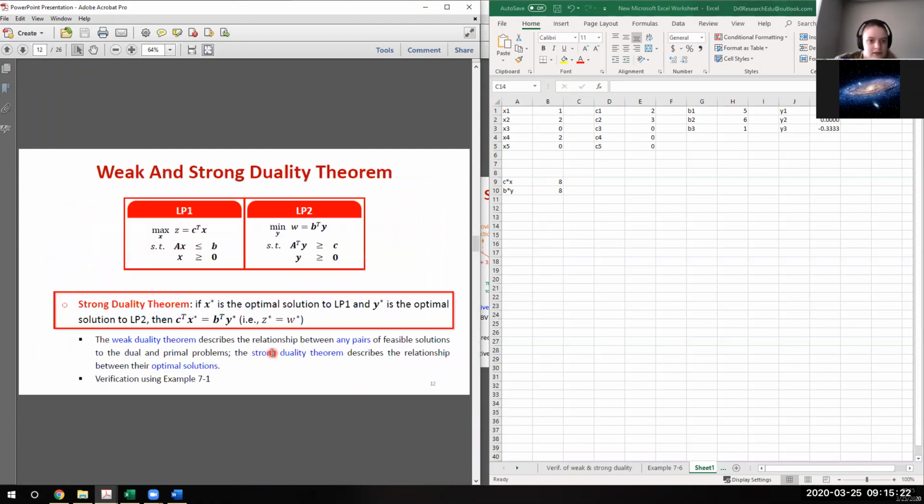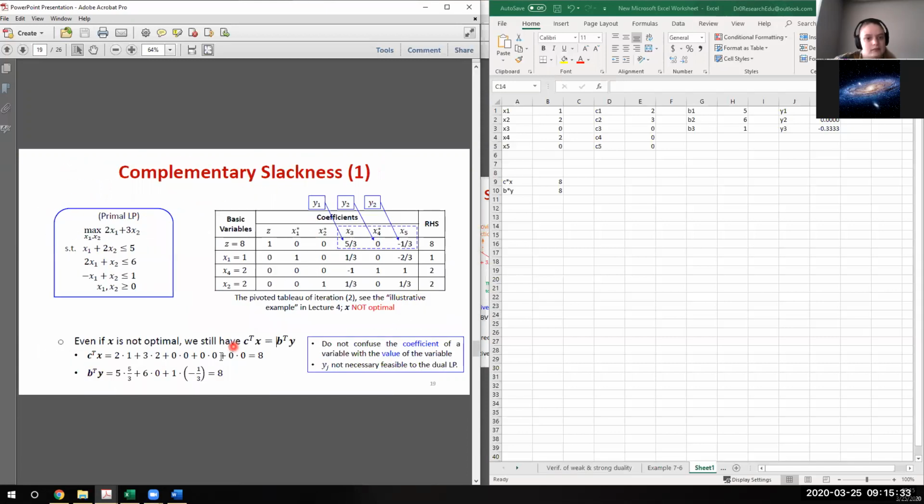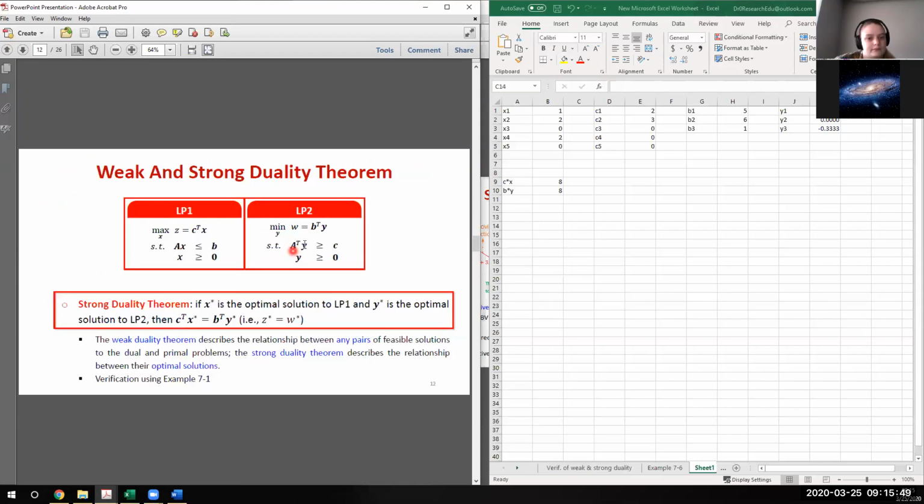Because the strong duality theorem tells you that if that's the case, X star is the optimal and Y star is the optimal, right? So what is the problem here? Think about it. Be carefully think about it. Again, Y1, Y2, and Y3 are just a definition, okay? They are not necessarily feasible to the dual LP. In other words, they are not necessarily qualified to be this Y.